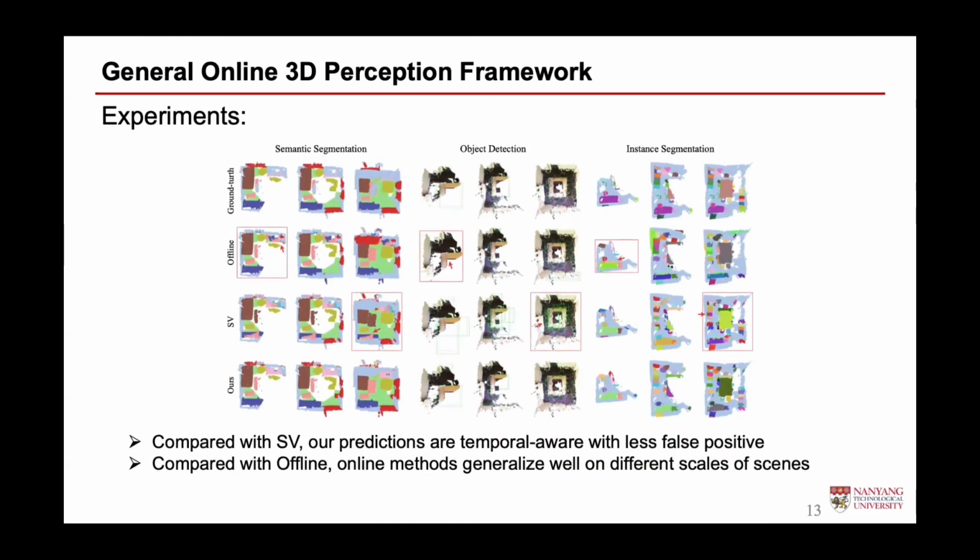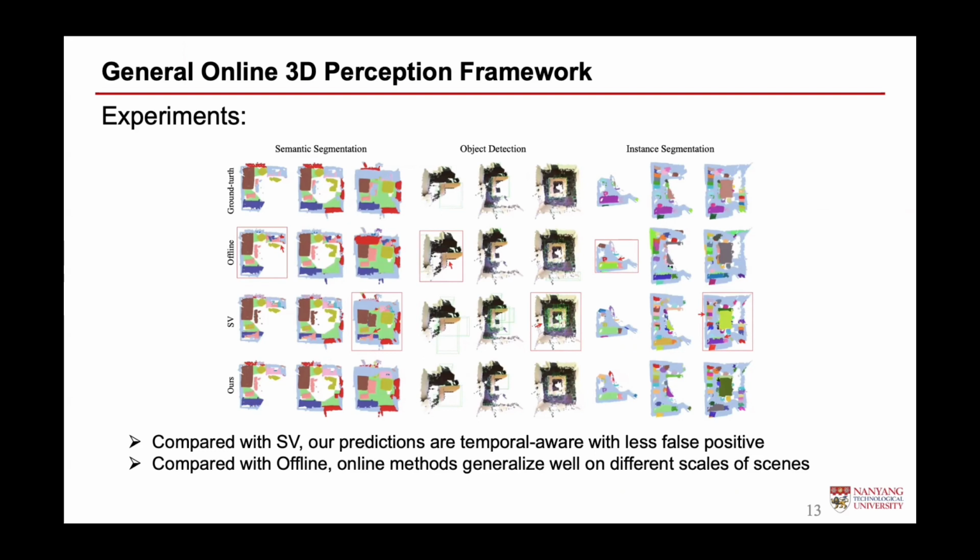And this is our visualization. So this is SV, this is the reconstruction-based method, and this is our method. You might see, compared with SV, our predictions are temporally aware, and we have fewer false positives. That is because the SV-based method just combines the different object detection results directly, but it is hard for it to distinguish whether the bounding boxes in consecutive frames are the same instance. So they have a lot of false positives here.